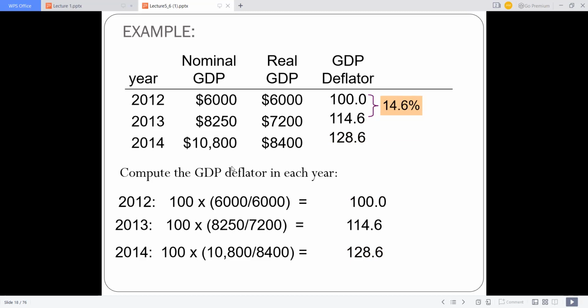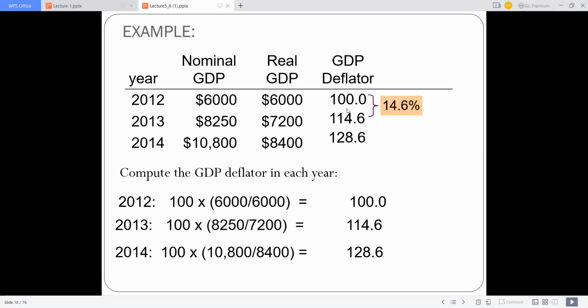So how do you compute inflation rates? When we were using the CPIs, how were we doing it? We look at CPI 2 minus CPI 1 all over CPI 1 times 100, right? Here we do the same thing.